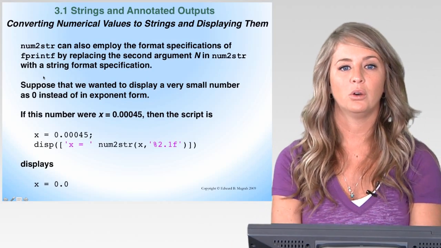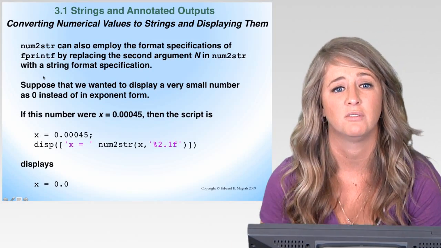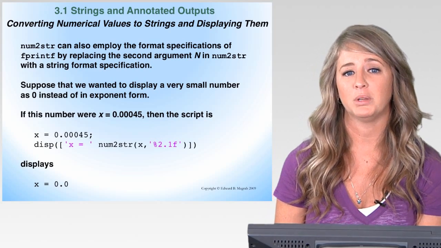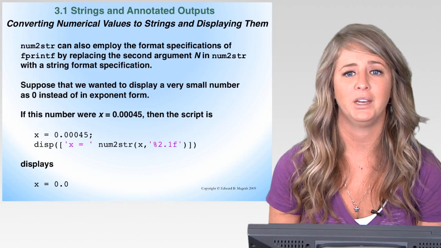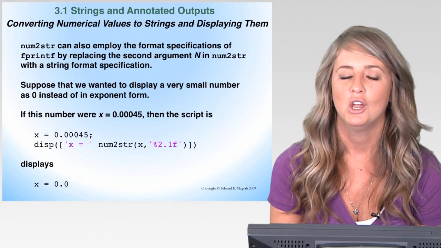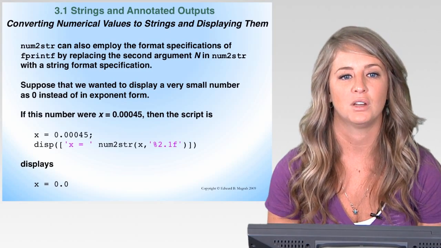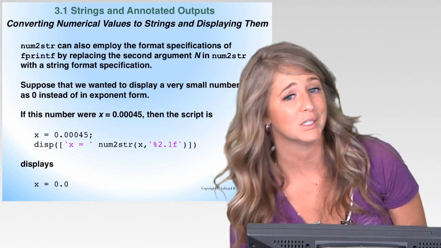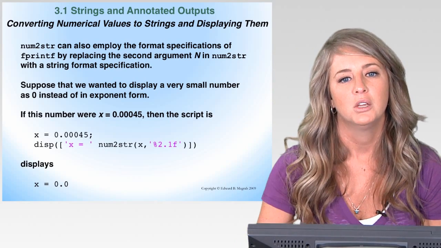num2str can also employ the format specifications of fprintf by replacing the second argument n in num2str with a string format specification. Suppose that we want to display a very small number as 0 instead of in exponent form. We could do that.